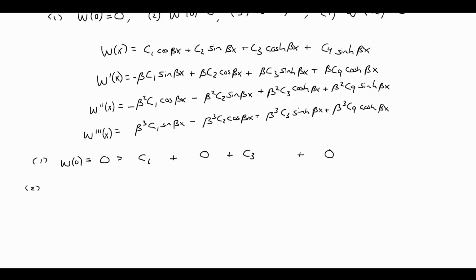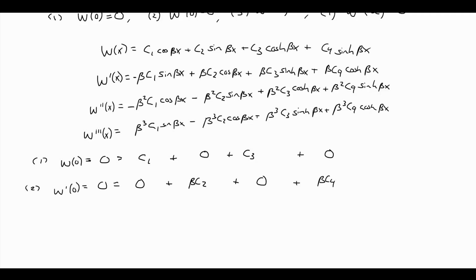Second boundary condition, w prime of 0 is equal to 0. So we can use this w prime of x and apply 0 here. So for the first term, I have a sine of 0 is going to be 0, plus a beta c2, cosine of 0 is 1. Then my third term, sinh of 0 is 0. And then my fourth term, beta c4, cosh of 0 is 1.